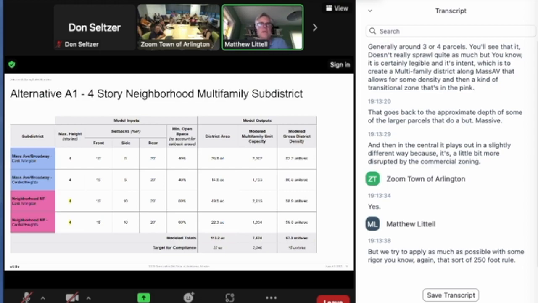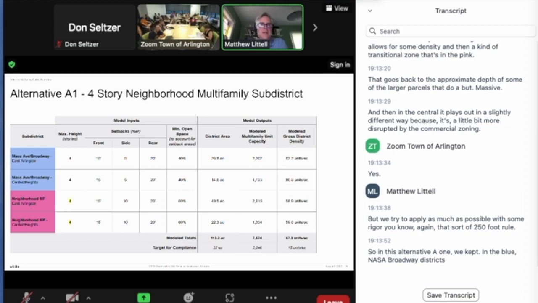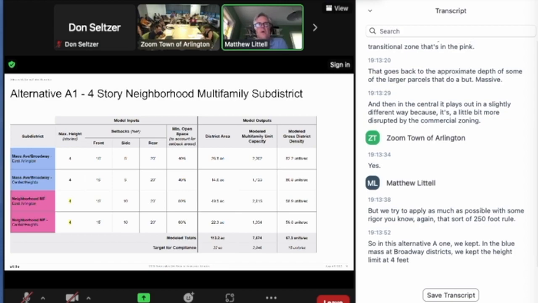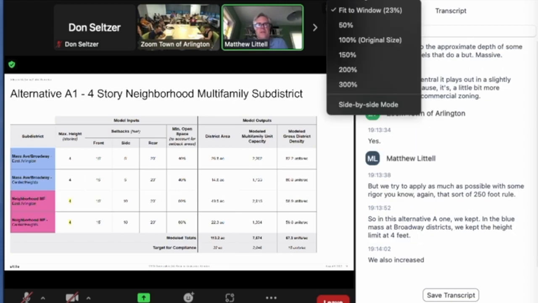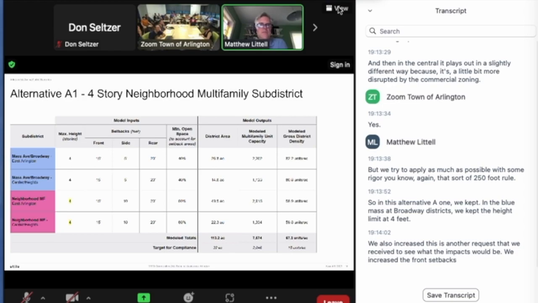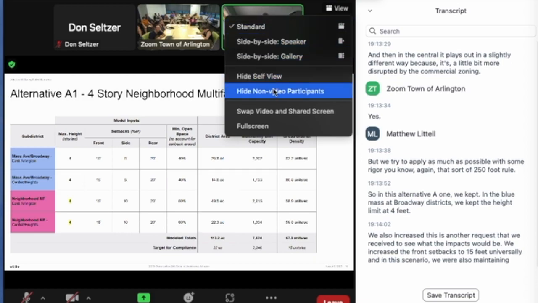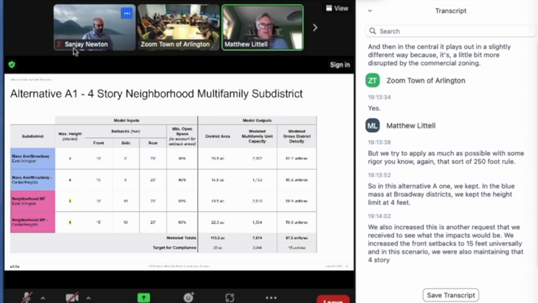So in this alternative A1, in the blue Mass Ave Broadway districts, we kept the height limit at 4 stories. We also increased, this is another request that we received to see what the impact would be, the front setbacks to 15 feet universally. And in this scenario, we were also maintaining that 4-story height limit in the neighborhood district.